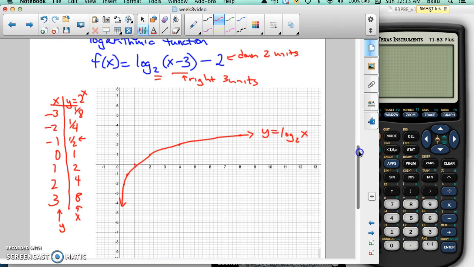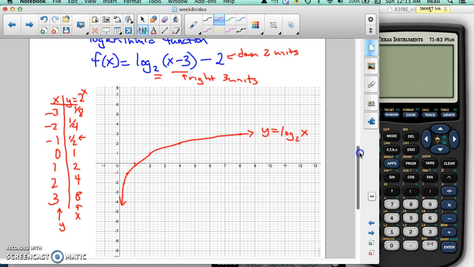So from my basic function, I have to do these transformations. So I'm going to move it to the right 3 units. That means I'm going to move this asymptote right here. My asymptote was at x equals 0. We're going to have to move it to the right 3 units. So now my asymptote is going to be at 3. So here's my new asymptote for my new function, x equals 3.